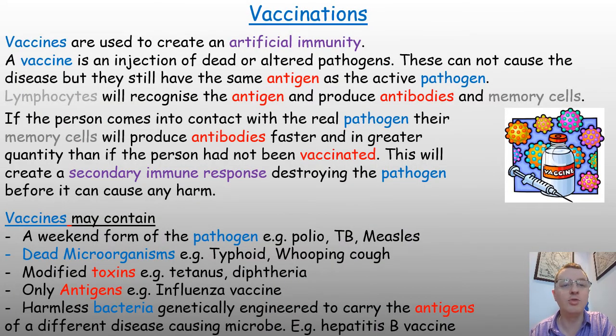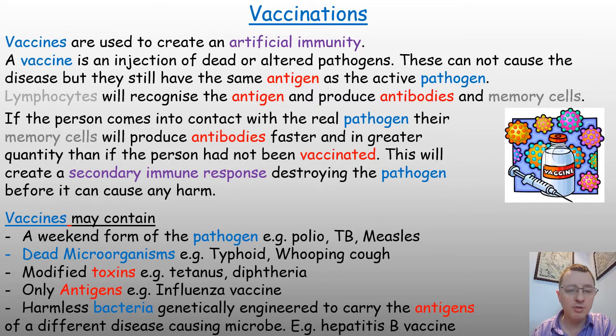So vaccines are used to create an artificial immunity. As we've already said, a vaccine is an injection of a dead or altered pathogen, and these cannot cause the disease, but they still have the same antigen as the active pathogen. Lymphocytes will recognize the antigen, produce antibodies and memory cells. And if a person comes into contact with the real pathogen, their memory cells will produce antibodies faster and in greater quantities than if the person had not been vaccinated. And this will create a secondary immune response, destroying the pathogen before it can cause any harm.